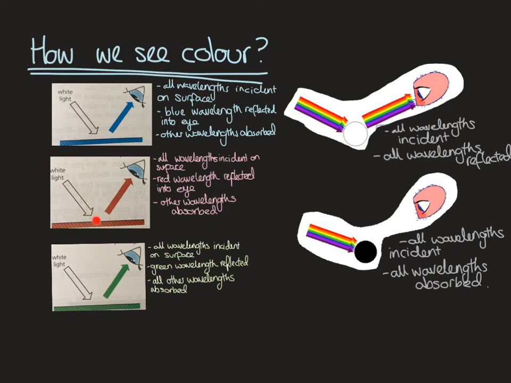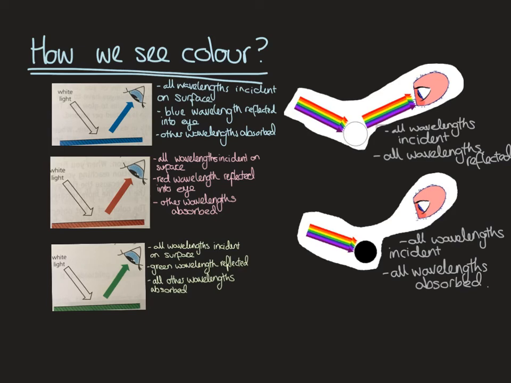Let's have a look again at the situation for a red object. White light is incident on the red object, so that's all the different wavelengths in the spectrum. Red light is reflected by the surface and we detect that in our eye, so we interpret it as red, but all the other wavelengths are absorbed. And then we've got the same situation for green light here as well. But really important to remember that if our brain detects all the wavelengths in the visible light spectrum all combined together, it sees that as white light.